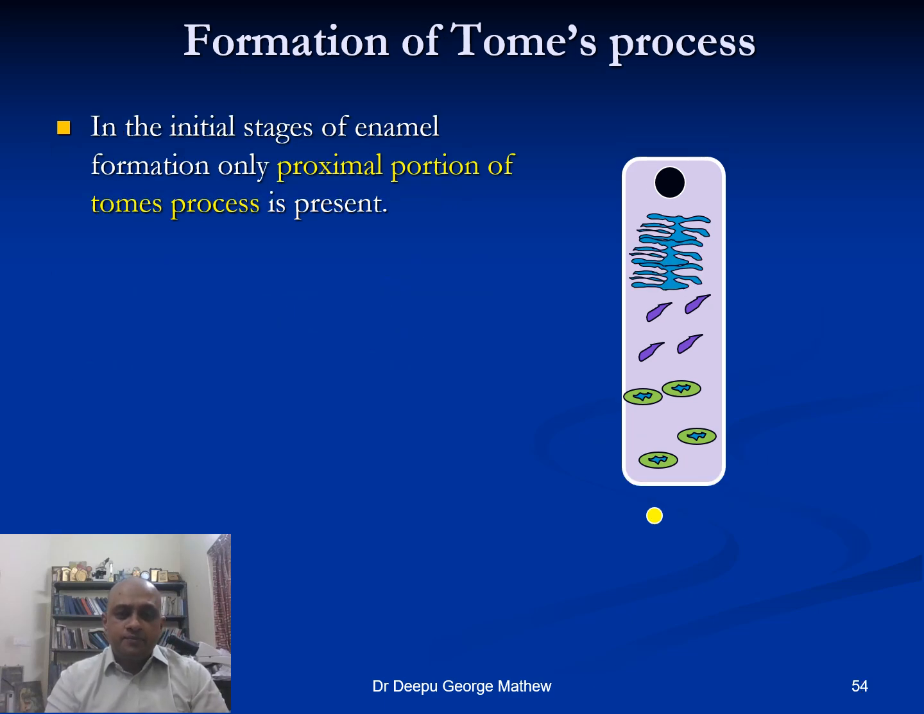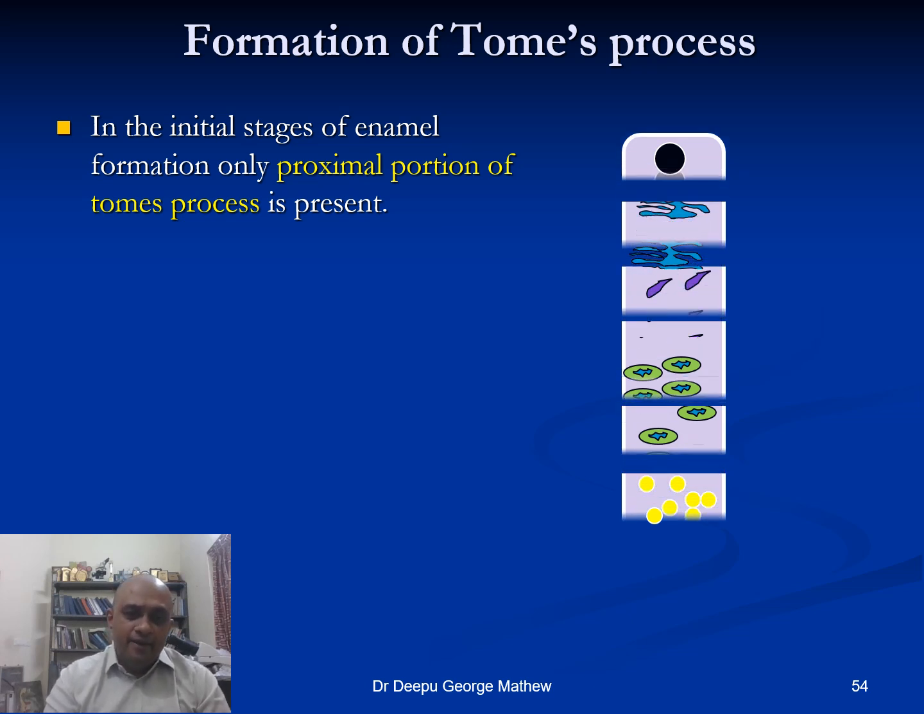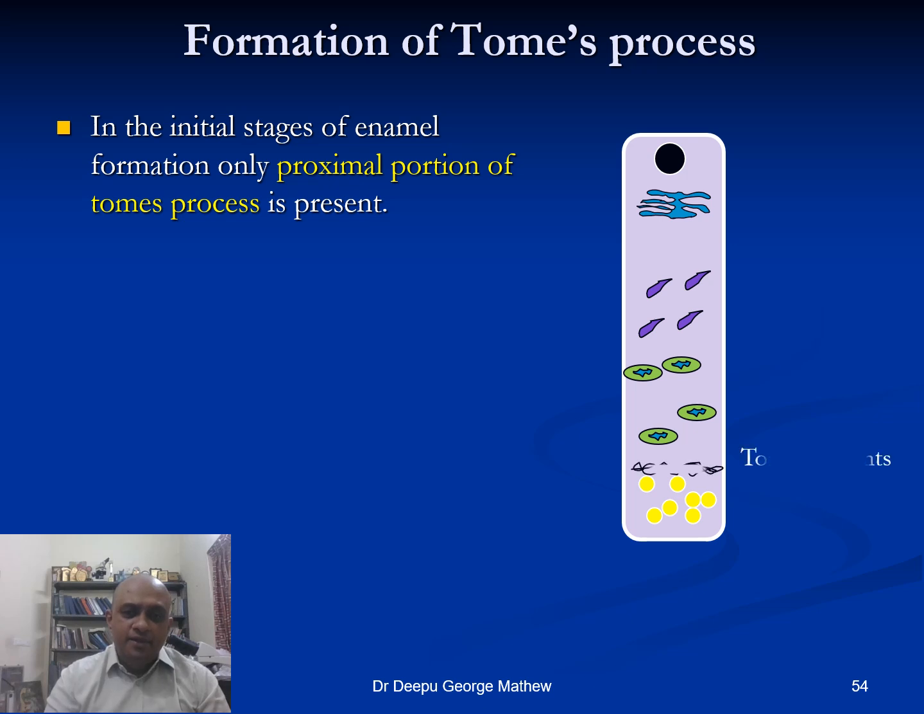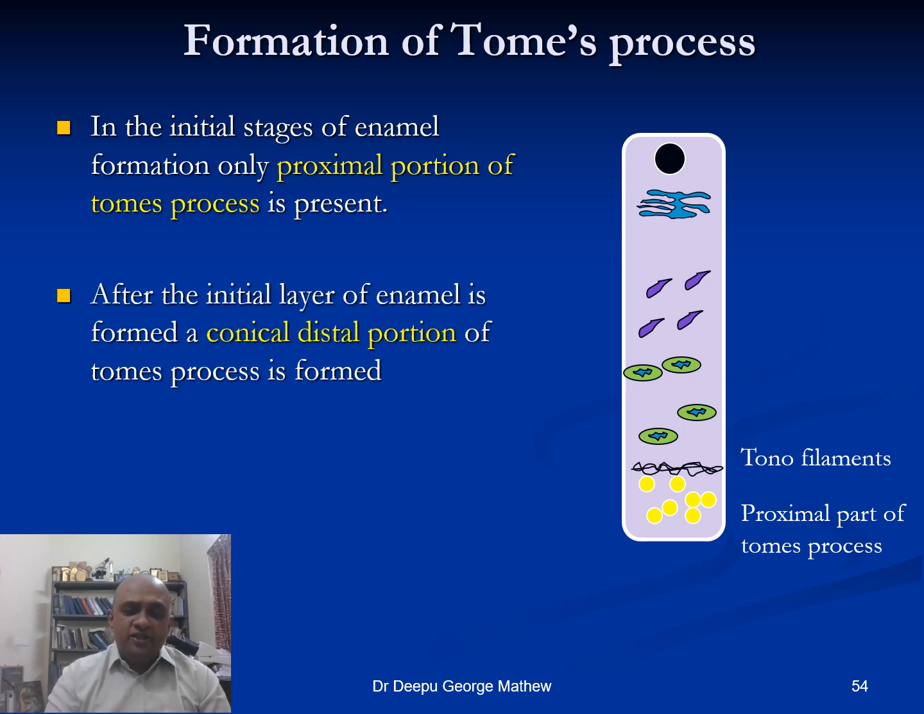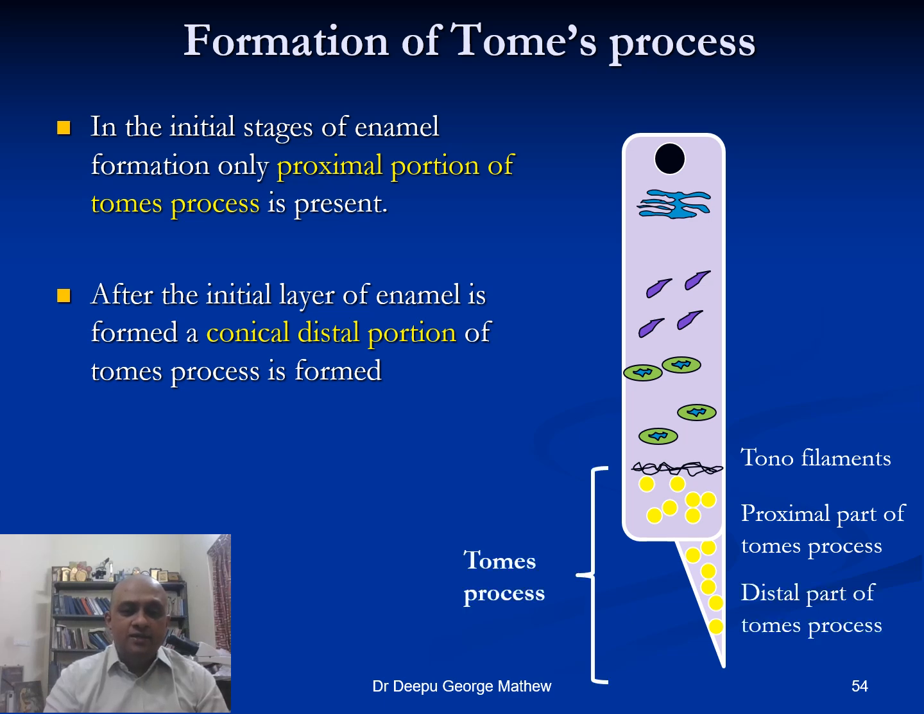Then later, in the initial stages of enamel secretion, only the proximal part of the Tom's process will be there. They are separated from the rest of the ameloblast by tonofilaments and microfilaments. And after the initial layer of enamel is secreted, a conical extension will develop on the Tom's process, that is known as the distal part of the Tom's process, like this. So both the proximal part and the distal part together are known as Tom's process.